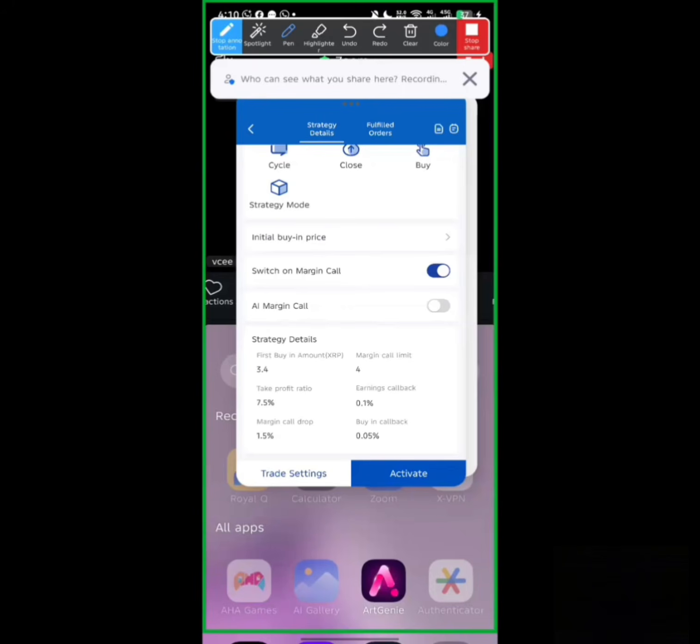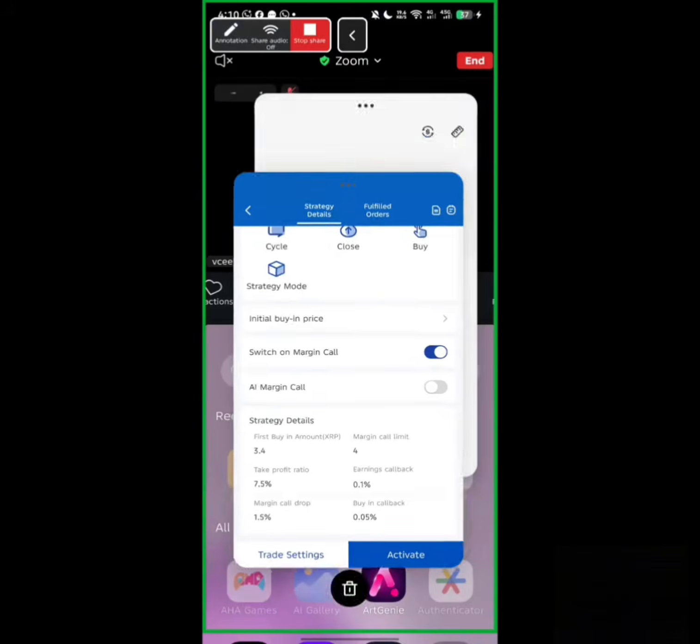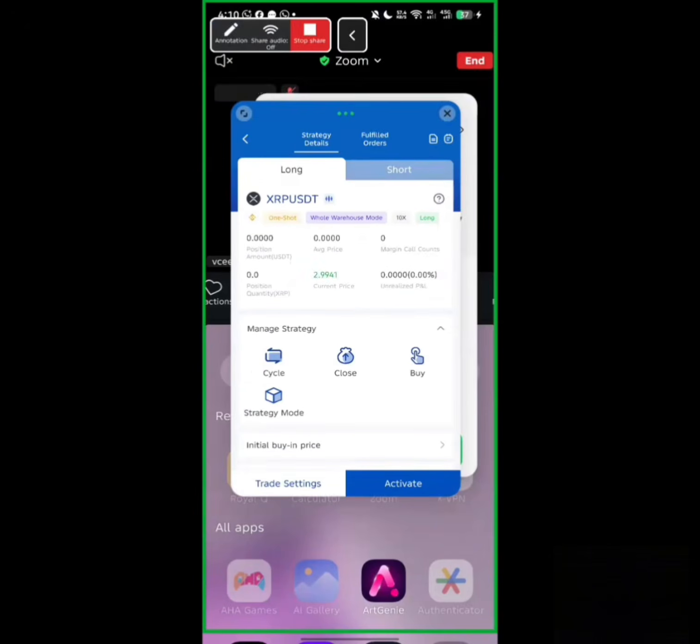Once that is gotten, the next thing is to start your trade. I hope I have not complicated things for you, friends. Is that clear?